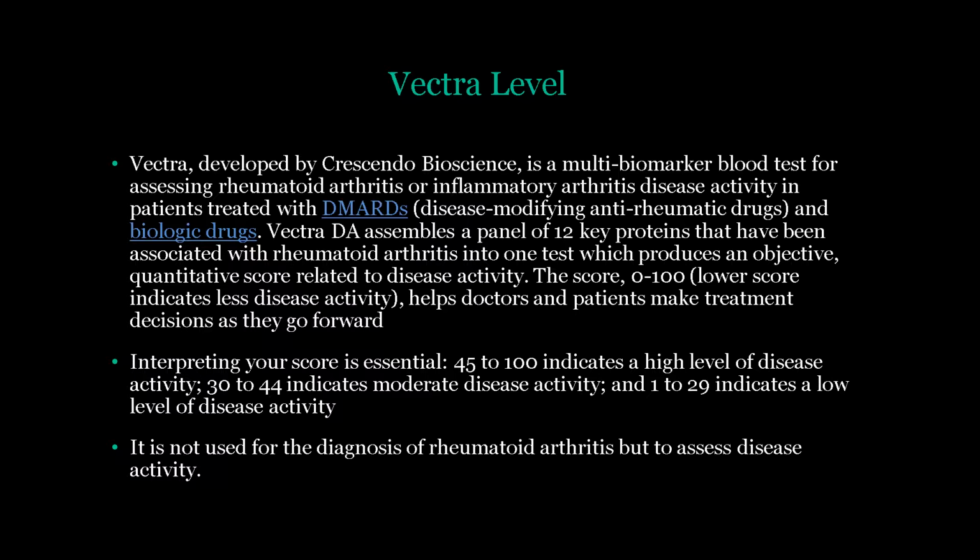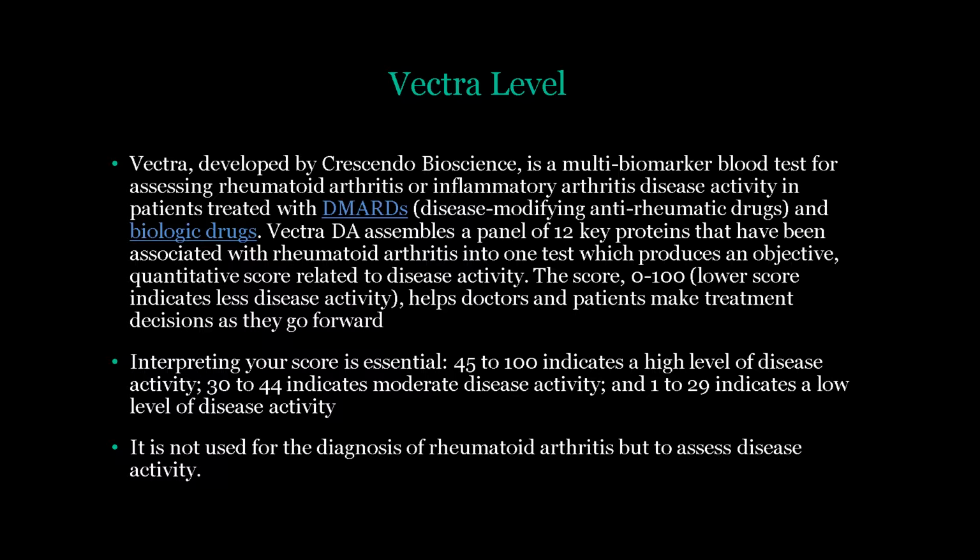The Vectra assembles a panel of 12 key proteins that have been associated with rheumatoid arthritis into one test, which produces an objective quantitative score related to disease activity. The score is from 0 to 100. The lower score indicates less disease activity and helps doctors and patients make treatment decisions as they go forward. Interpreting the score is essential. 45 to 100 indicates a high level of disease activity, 30 to 44 indicates moderate disease activity, and 1 to 29 indicates low disease activity.